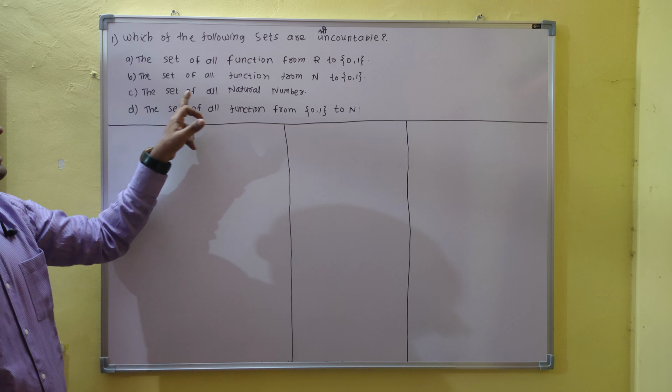Okay, this is our question. We have to select the correct options. This is a multiple choice question, so maybe two options are correct, three options, one option, or all four options may be correct. For solving this question, we have the following result. Suppose f is a function from A to B.